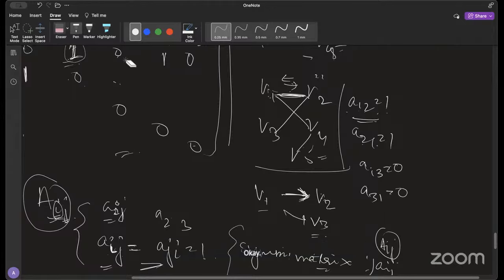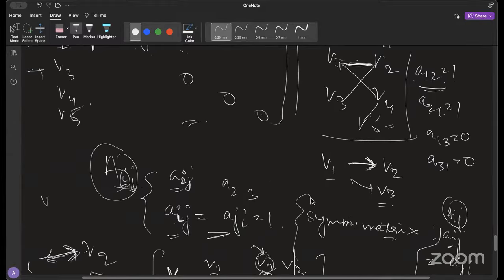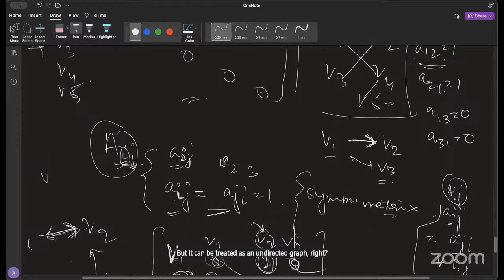Okay, ma'am. So if you have a graph in which every edge is either both ways or there's no edge, then it's an undirected graph only, right? I mean, by definition, it's directed if there are arrows, but it can be treated as an undirected graph, right? Yes, ma'am. Okay.